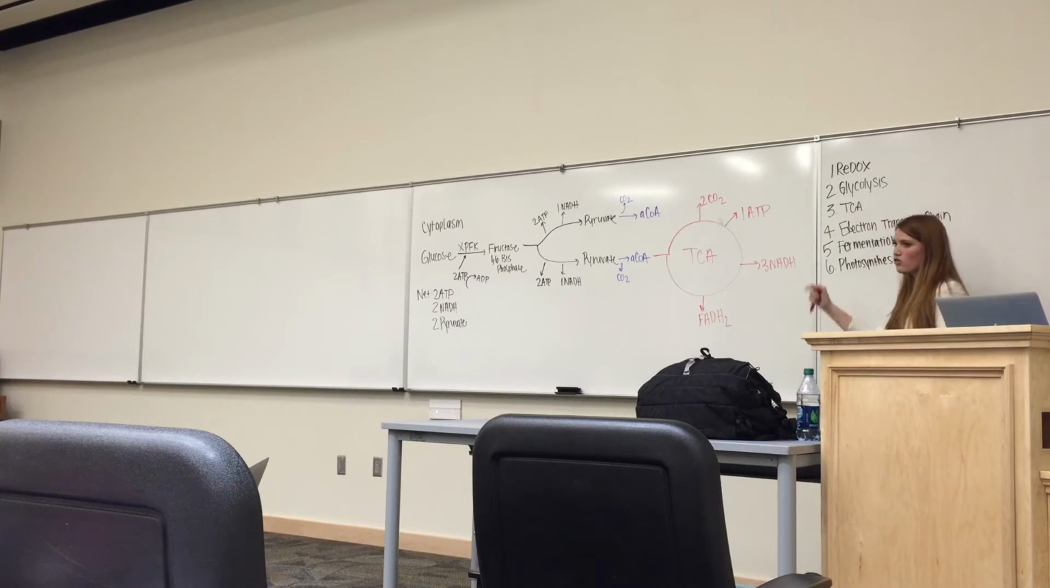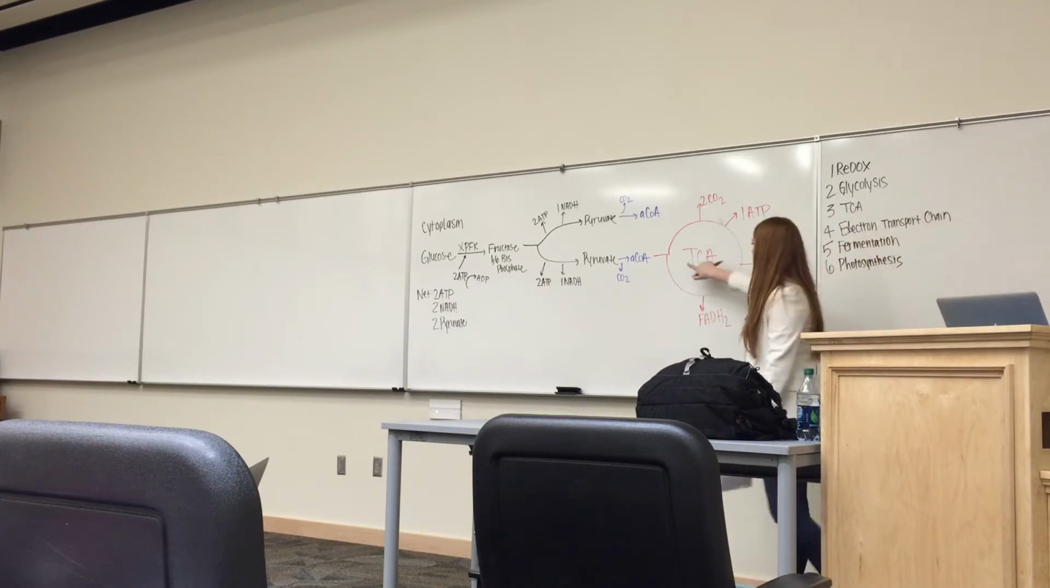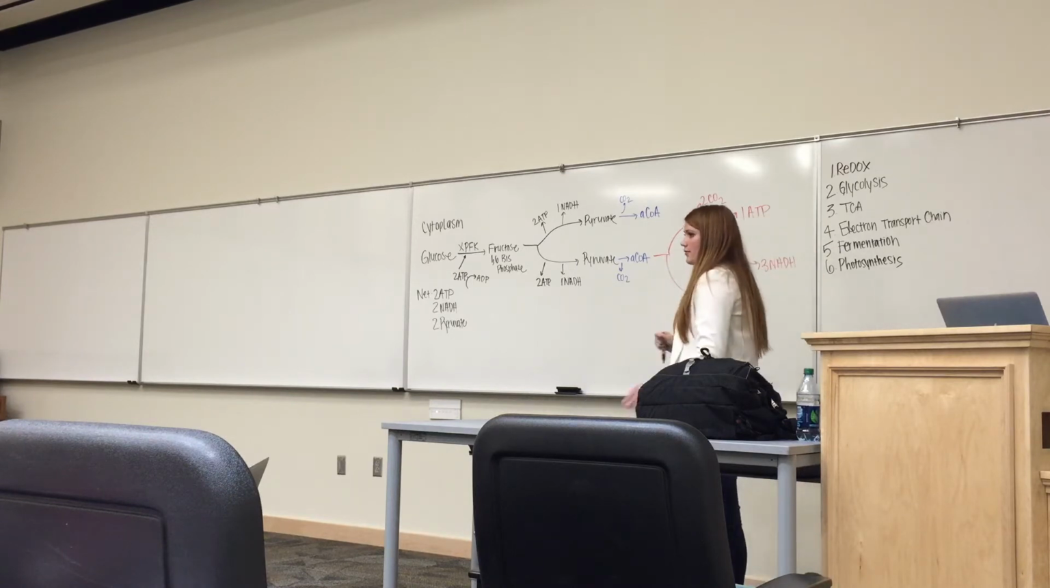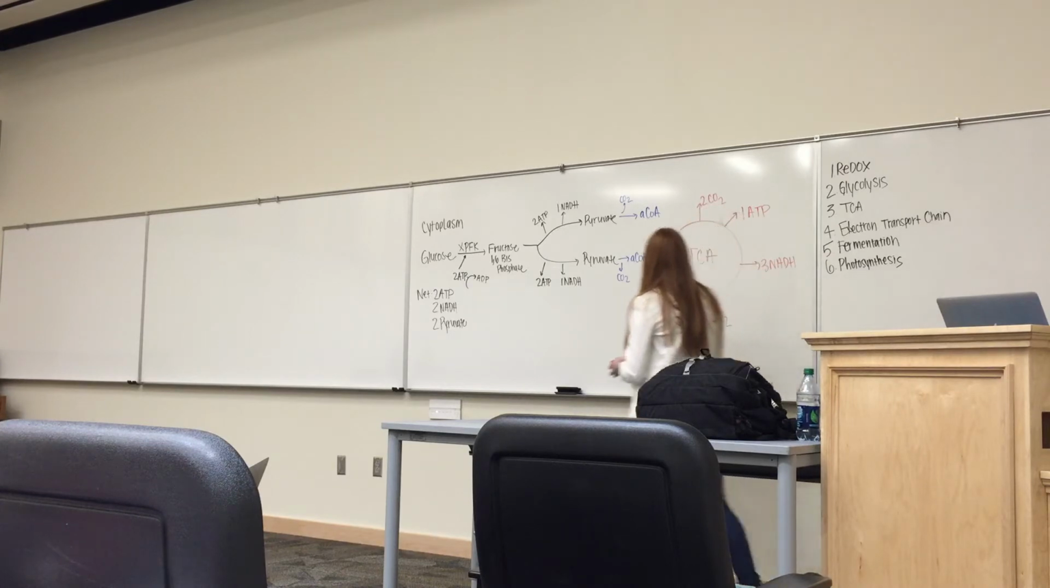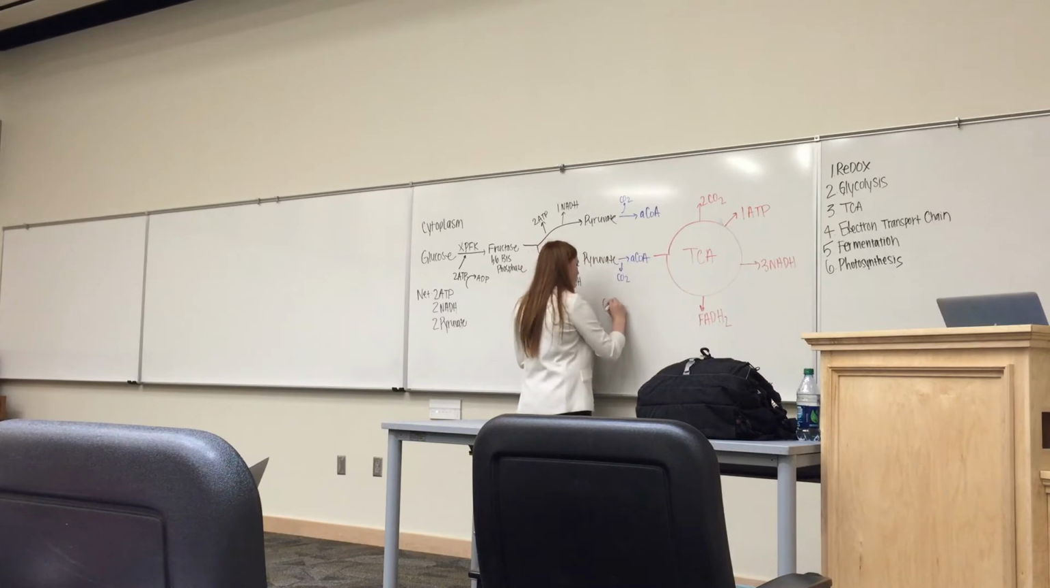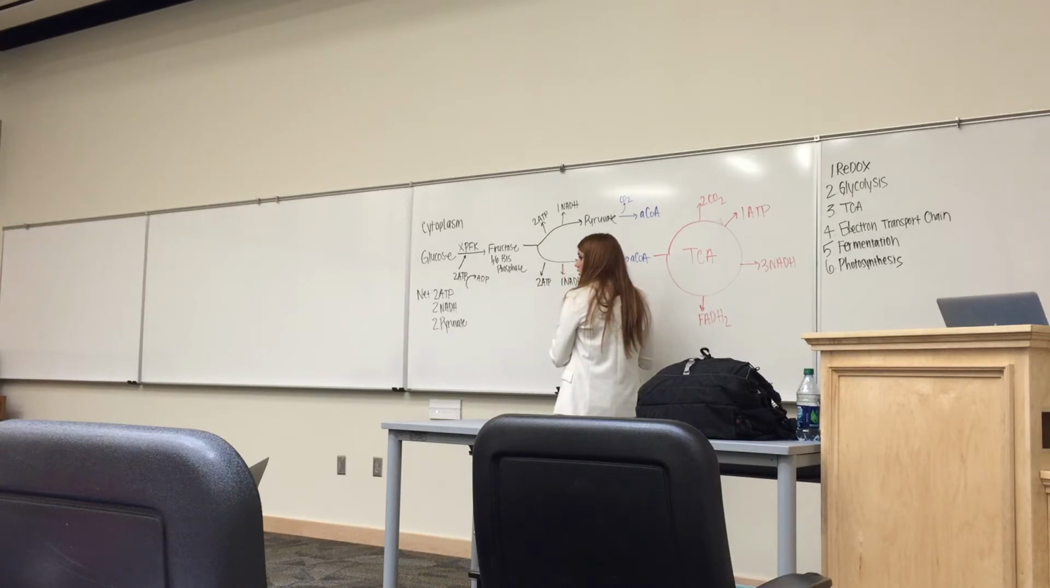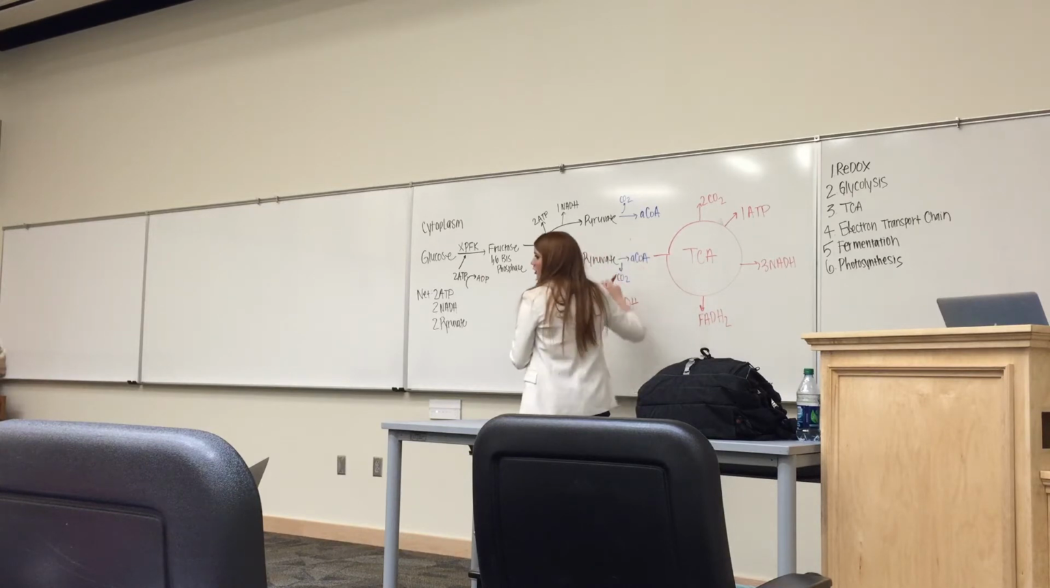Remember it's happening twice, so we have to go around twice for each molecule of glucose, right? No, for each pyruvate, but there are 2 pyruvates, so we go around twice. So in total, we'll have 6 NADH. This is the total just for the citric acid cycle, not including the carbon dioxide that comes off to make acetyl-CoA.